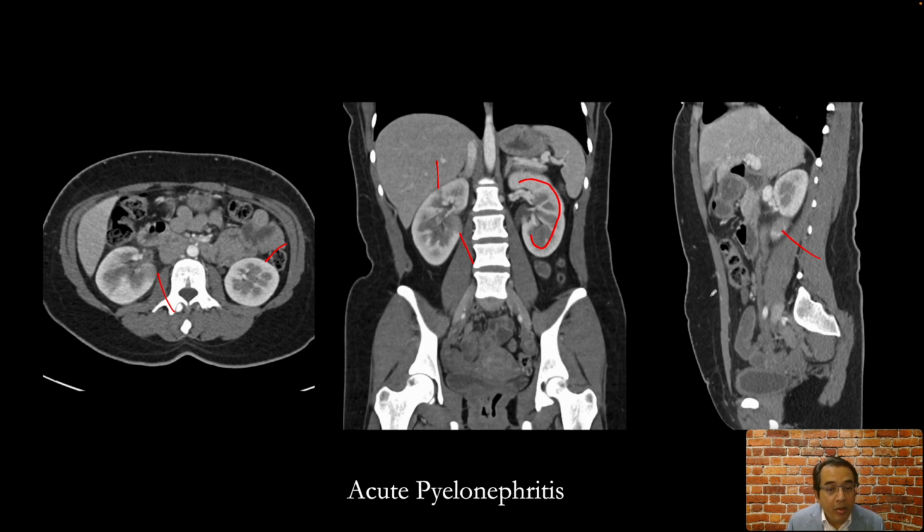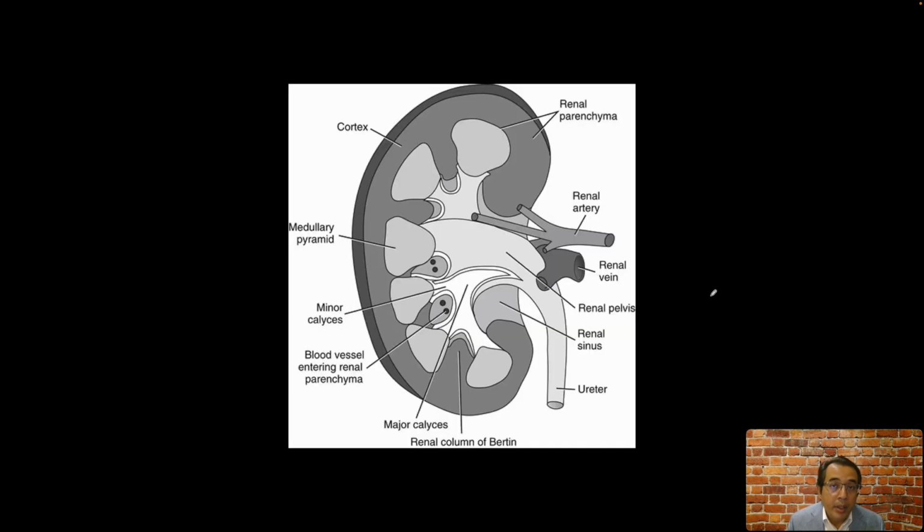This is a very common finding and a common cause of abdominal pain in young females. The infection starts from the urethra, and then it involves the urinary bladder, and frequently it ascends the ureter to involve portions of the kidneys unilaterally or bilaterally.